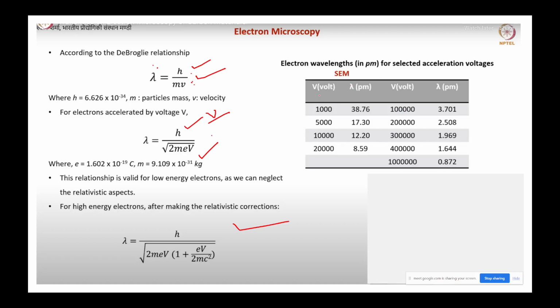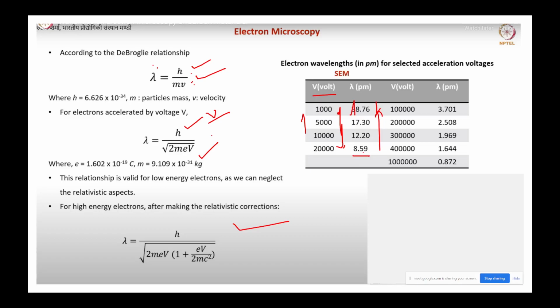So for the electron wavelength at a selected accelerating voltage, this gives you the relation. For the SEM, when you are increasing the voltage, you can use up to 1000, 5000, up to 20,000 here, and the lambda would be this in picometer. This is 38.76. So when your voltage is increasing, your lambda is going to decrease. Here it is 38, and here you can see 8.59.